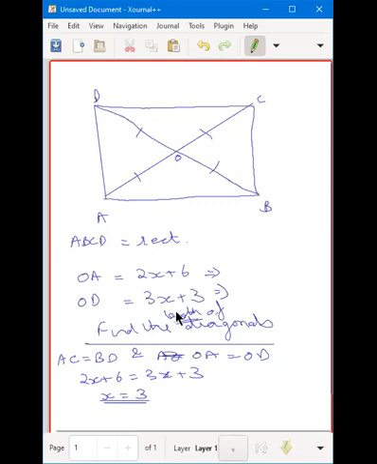Sarah Bastani, did you figure out where you went wrong? Yeah, sir. x is equal to 3. So now, to find half of a diagonal, I'll put it over here to find OA.